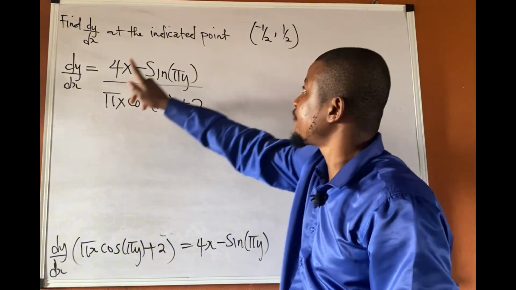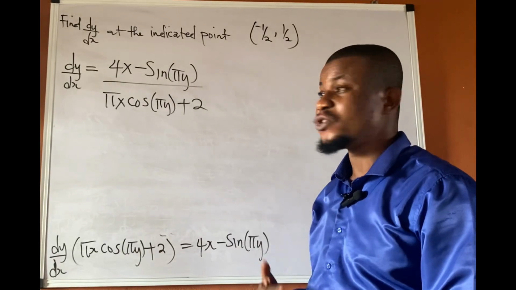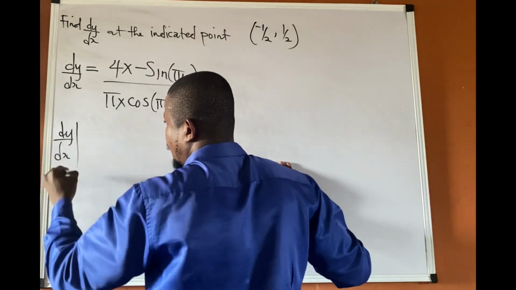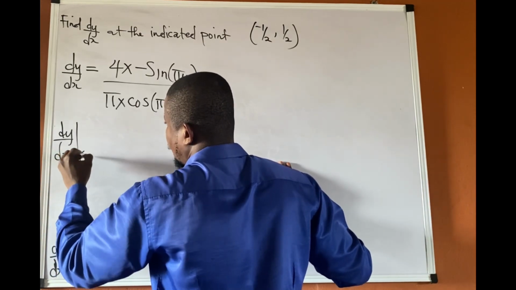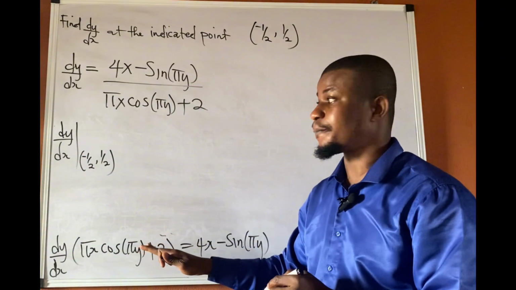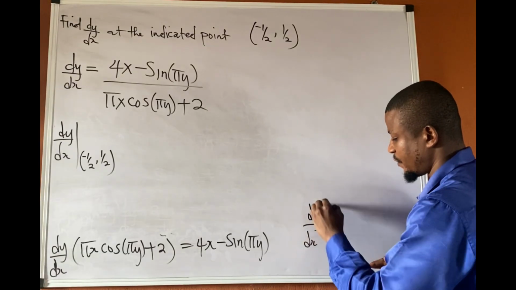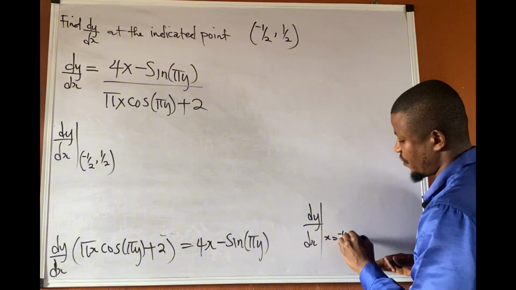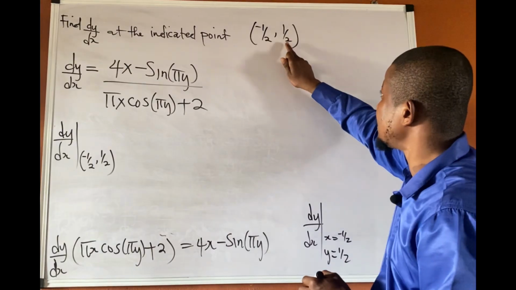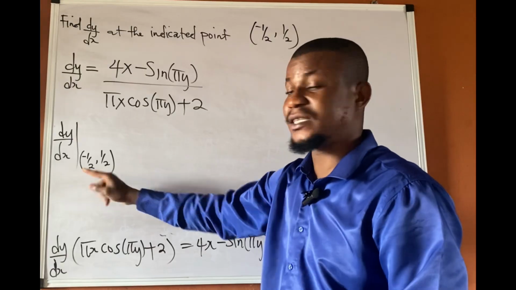Now the next step is to use this point. We said find dy/dx at the indicated point. So at the indicated point, we can write dy/dx at the point (minus 1 over 2, 1 over 2). Some persons use the form dy/dx at x equal to negative 1 over 2, y equal to 1 over 2. Please note that this is the value for x, this is the value for y, x comma y. So you can write it this way, you can also write it this way. But let me use this.